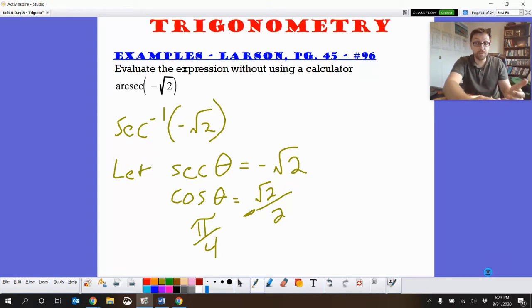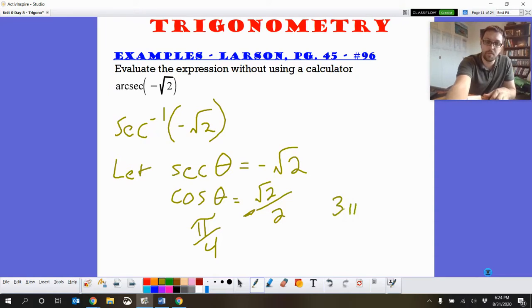And then there were two quadrants where cosine would spit out that value. It was in the second and the third quadrant. That's where cosine is negative. So in the second quadrant, it would be 3 pi over 4. And in the third quadrant, it would be 5 pi over 4, not 4. 5 pi over 4.